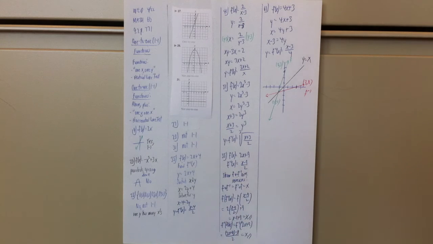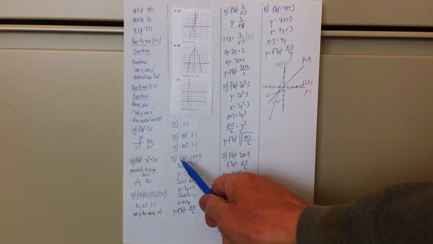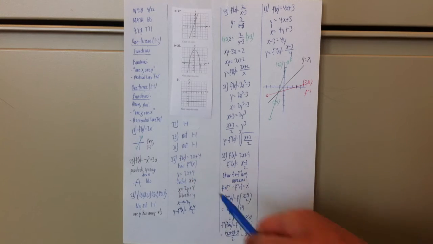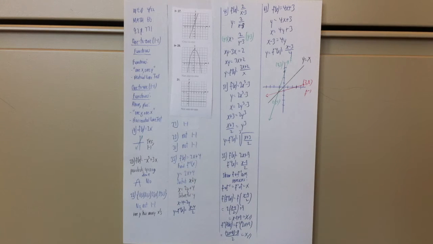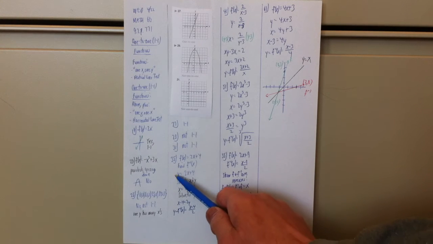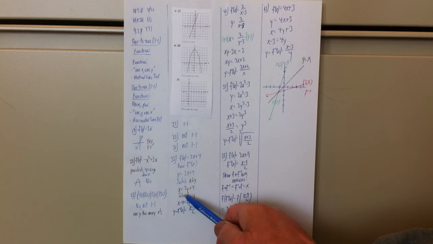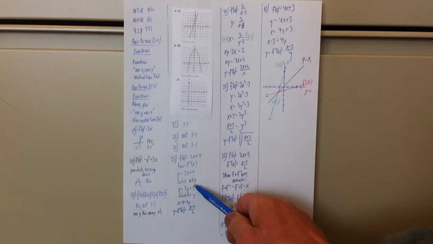So f of x equals 2x plus 4. So first you call this letter y. Y equals 2x plus 4. And now you switch x and y. Every time you see x, put y. Every time you see y, put x. You just switch them around. X equals 2y plus 4, so you switch x and y.